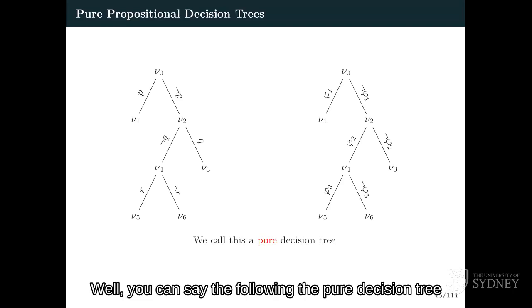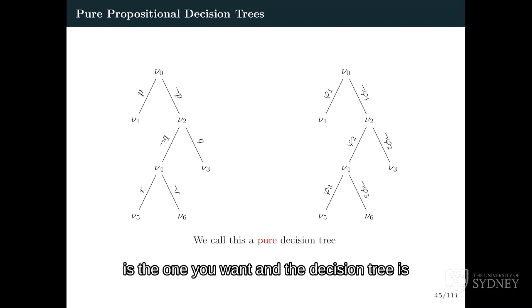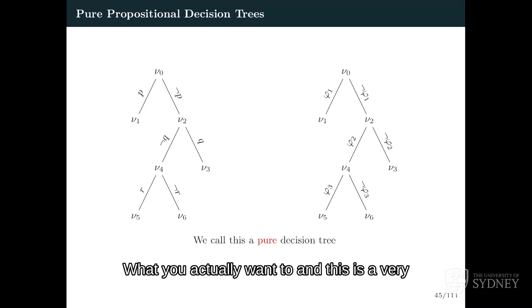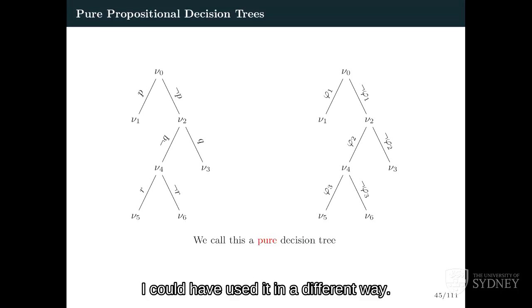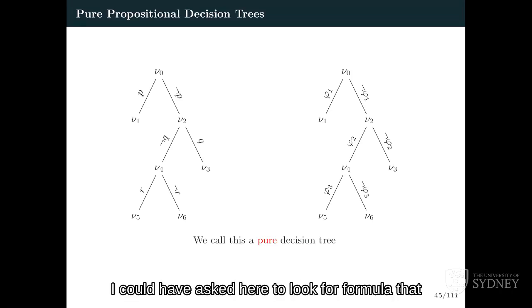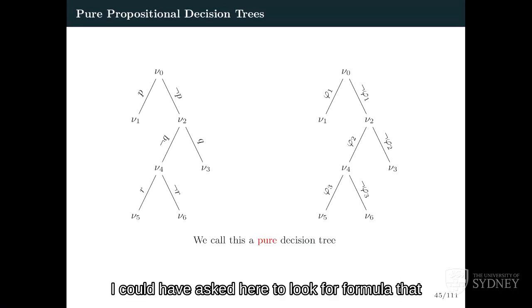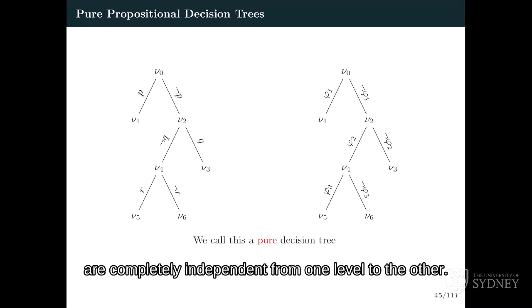Well, you can say the following. The pure decision tree is the one you want, and the decision tree is the way you get it. All right? So this is what you actually want, and this is a very easy way to get it. I could have used a different way. I could have asked here to look for formulas that are not one the opposite of the other. I could have asked here to look for formulas that are completely independent from one level to the other.